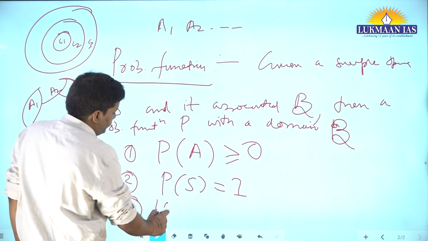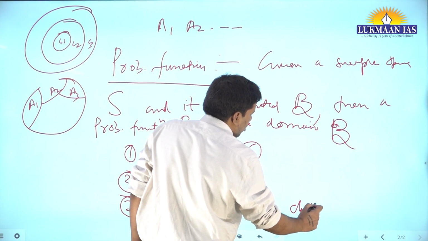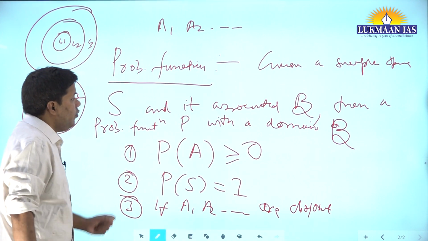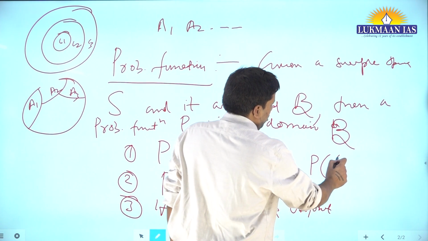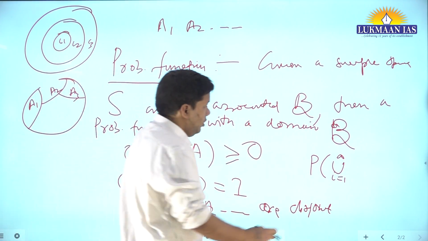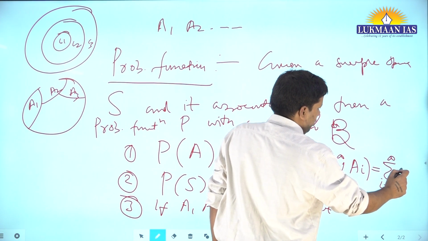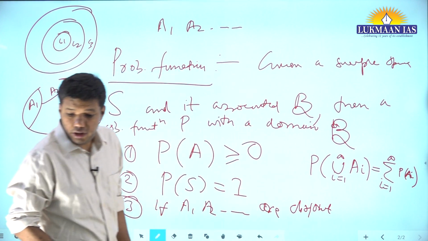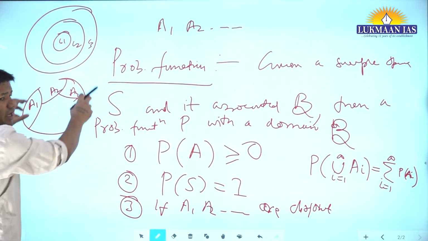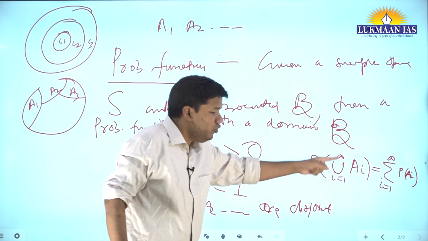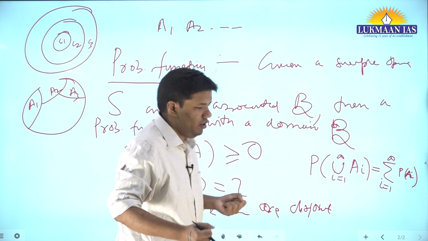So what is the third property? If A1, A2, till infinity, are disjoint, meaning mutually exclusive, then what condition would there be? The probability of the union of Ai, i from 1 to infinity, is equal to the sum from i equals 1 to infinity of the probability of Ai. Here I am taking the union of all these Ai, and this is equal to the summation of individual probabilities. And it makes sense as well.